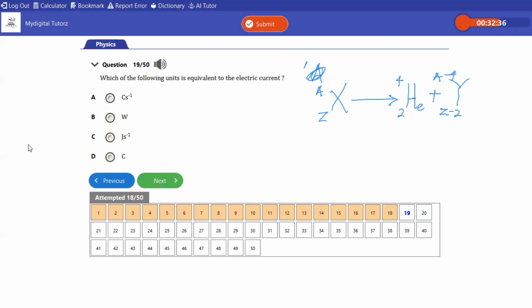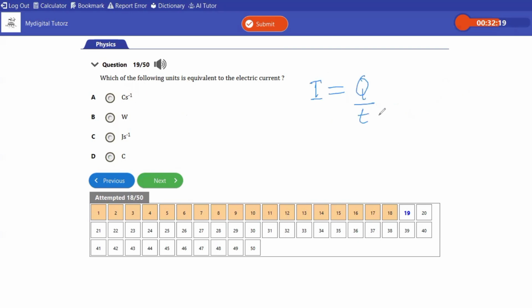So question 19 says, which of the following units is equivalent to electric current? What is electric current? Electric current I is equal to charge per unit time. I hope I'm not mistaken. Charge per unit time. So what is the unit of charge? Coulomb. What is the unit of time? Second. That gives us the unit of coulomb per second. So which is option A. So option A is the correct answer.